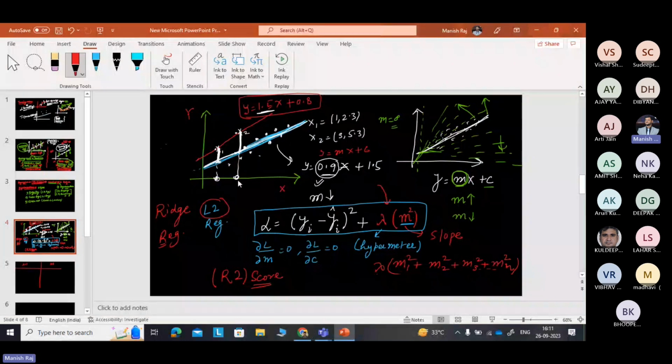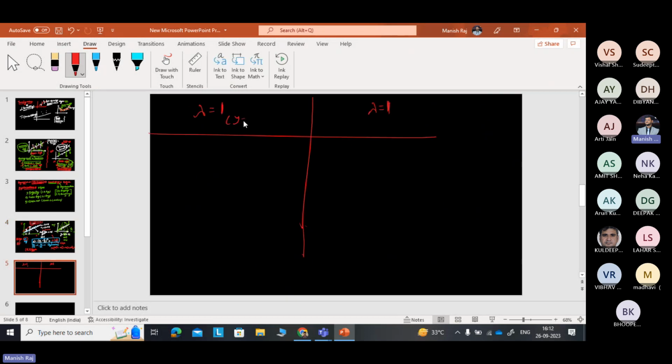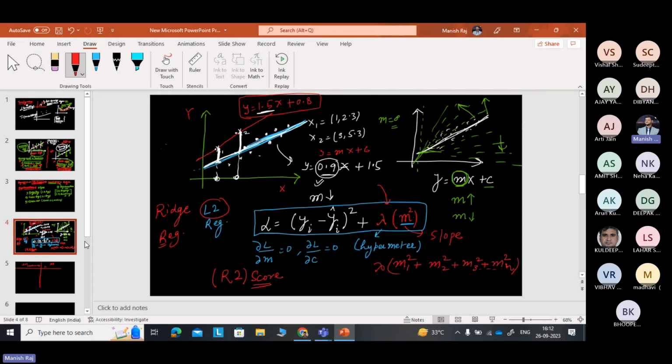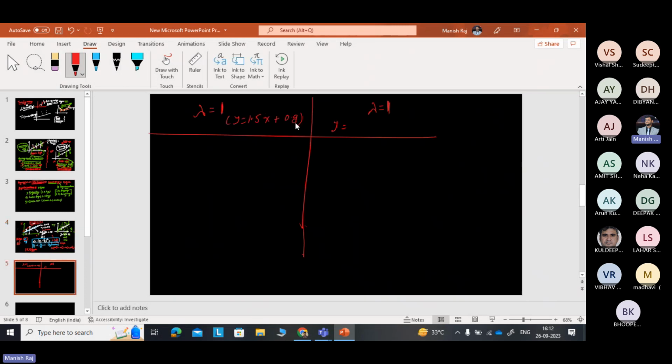It is overlapping. So again, already you have told, sir, bias is 0. So error will be 0. The training error for this line, I am taking the first equation as y is equal to 1.5x plus 0.9. And the second equation I am taking, that is y is equal to 0.9x plus 1.5. This is the equation.